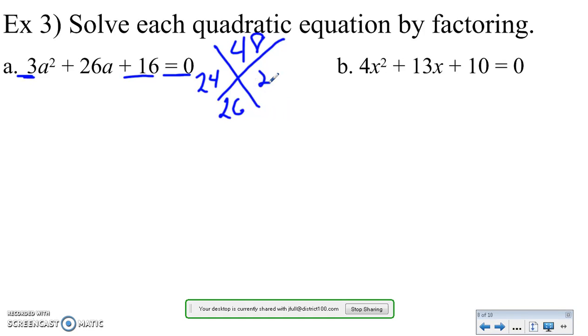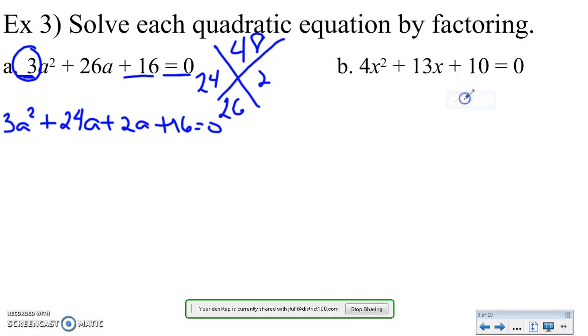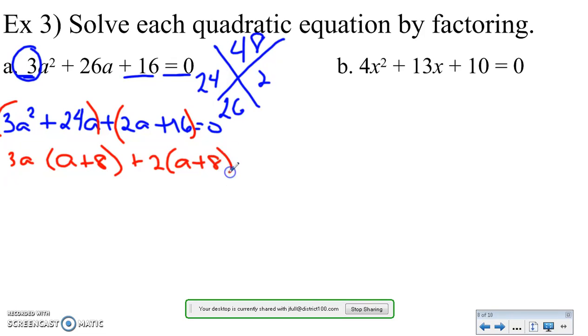Now, since we had this number out front here, remember we need to do AC split. So my A stays the same. My B splits into 2, so 24A and 2A. We're going to make two groups and factor out our GCFs. So I can divide both of those by 3A, which leaves me with A plus 8. Okay, 24 divided by 3 is 8. And in the second group, I can take out a 2. So that leaves me with A plus 8.